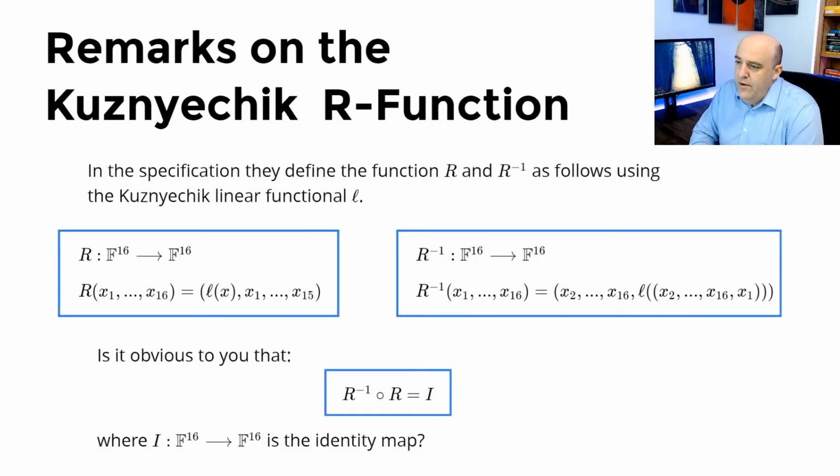And then the last thing I wanted to make some remarks on was the R function that we find in this paper. The definition of R, as we saw in the specification, is given here. And they also gave the function R inverse there. And notice both of these functions are defined with respect to the Kuznyechik linear functional L that we talked about. Now, when I first looked at this, I wasn't completely clear about why it is true that R inverse composed with R is the identity.